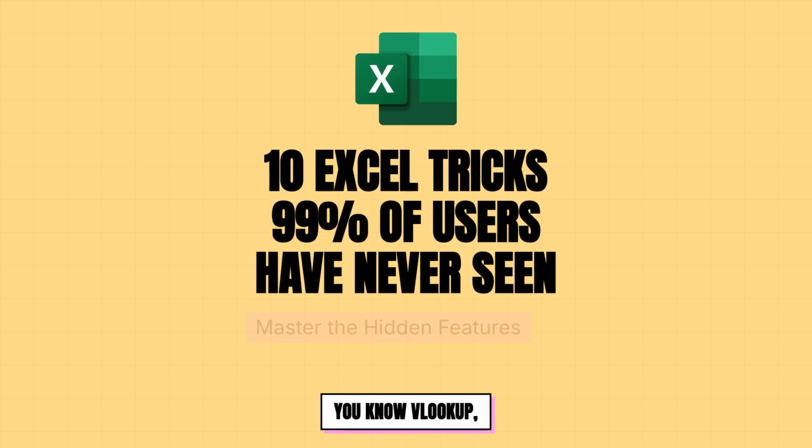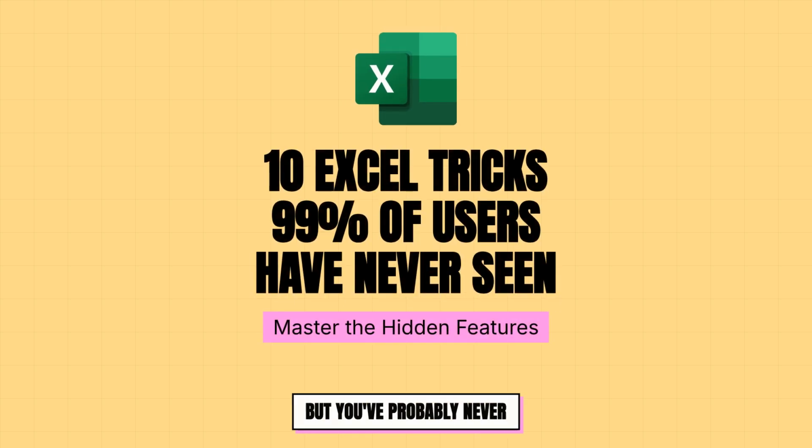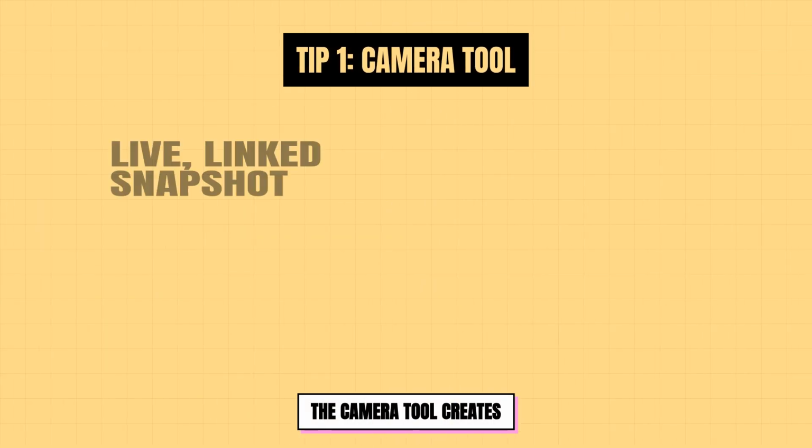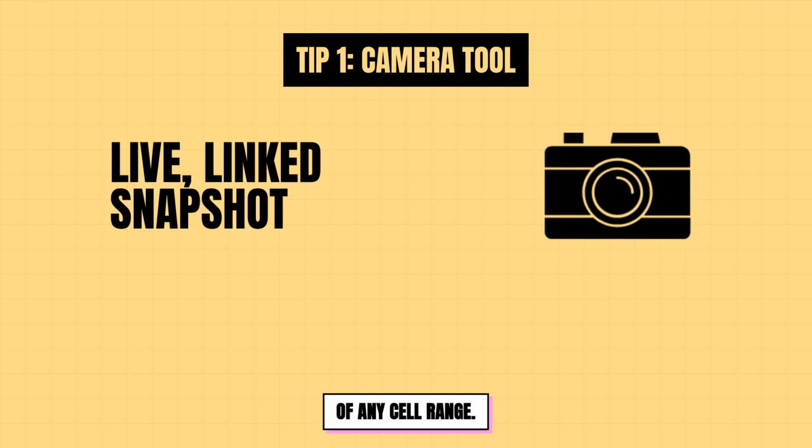You know VLOOKUP, you know pivot tables, but you've probably never used at least 7 of these 10 Excel tricks. The camera tool creates a live linked snapshot of any cell range. It's been in Excel since 2003, yet almost nobody knows it exists.